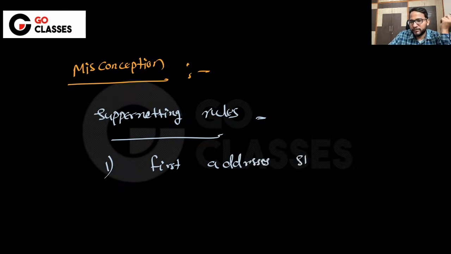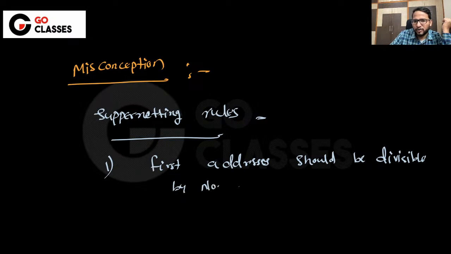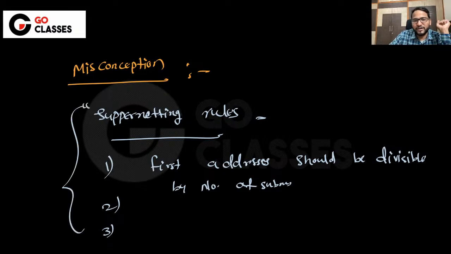The first address should be divisible by the number of IP addresses, something like that, right? Number of subnets. Actually, I don't know, but yeah, there are some misconceptions. There are some so-called rules.